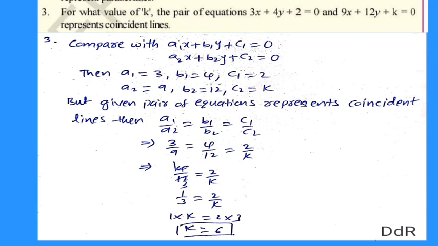Next, do cross multiplication. Then the k value is 6. When you substitute k equals 6 in this equation, definitely both linear equations represent coincident lines. So our required answer is k equals 6.